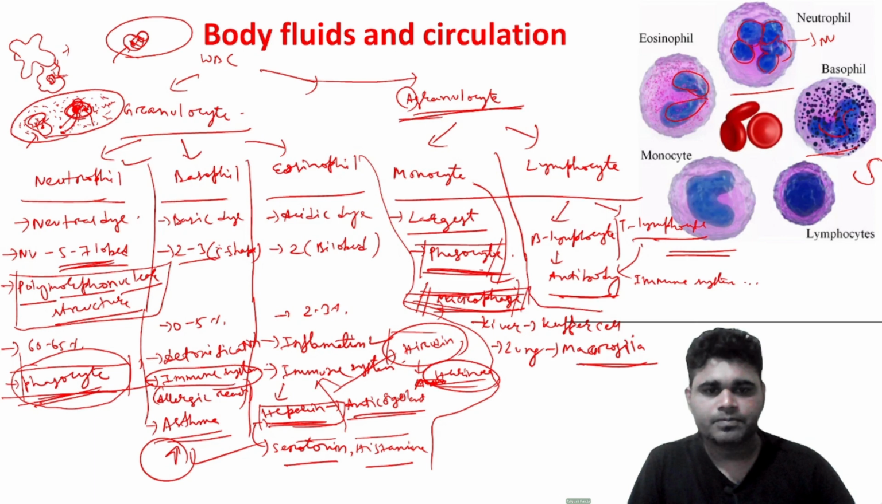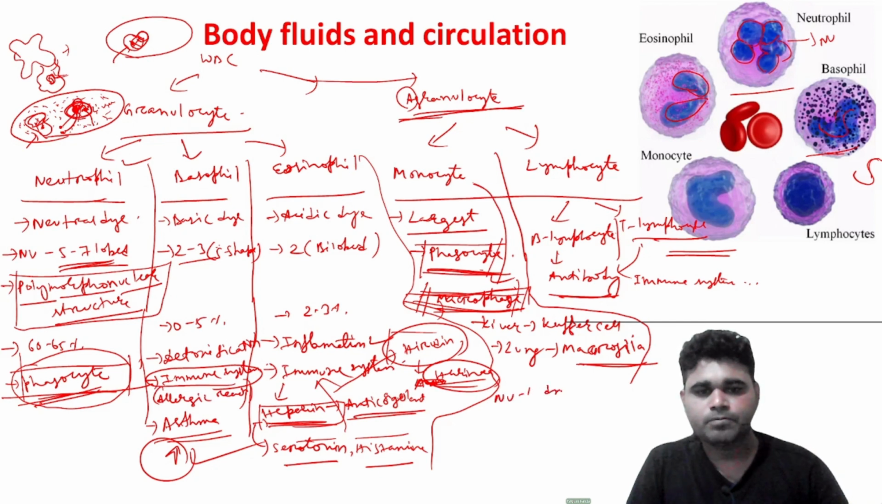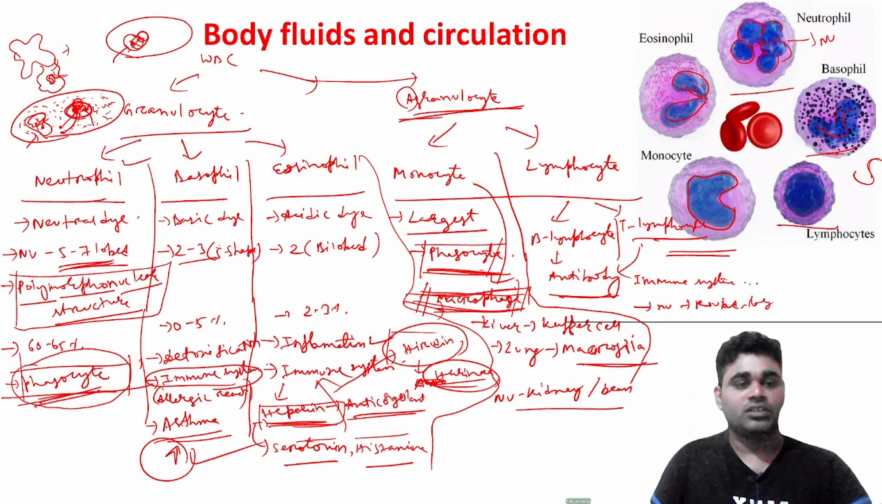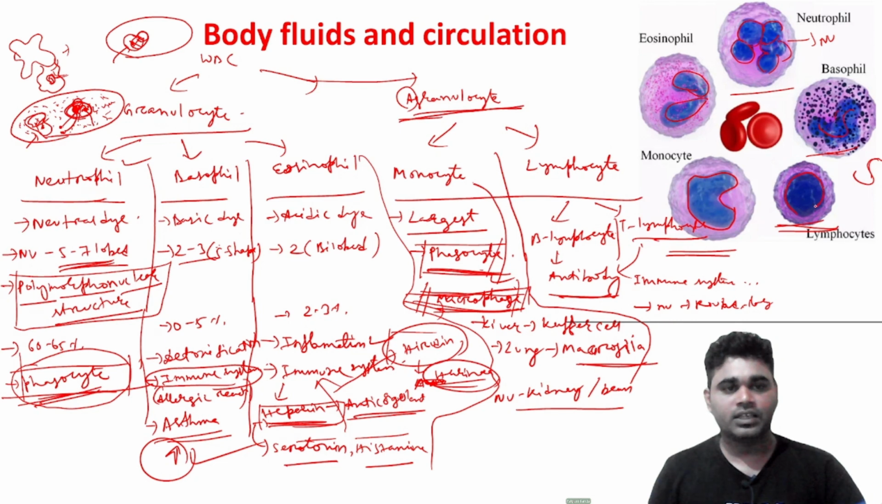And one more thing: in the monocyte, look at this structure here, the nucleus is kidney shaped, or you can say bean shaped. So a bean shape or kidney shape of the nucleus is present, while in the lymphocyte the nucleus is round and large. Look at this structure, this is the lymphocyte structure, and here the nucleus is round and large.